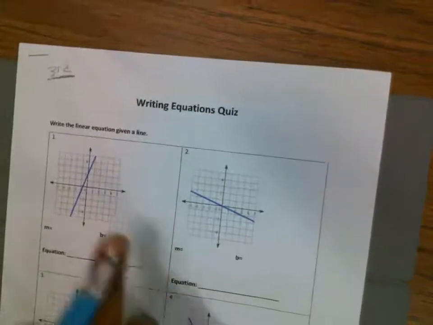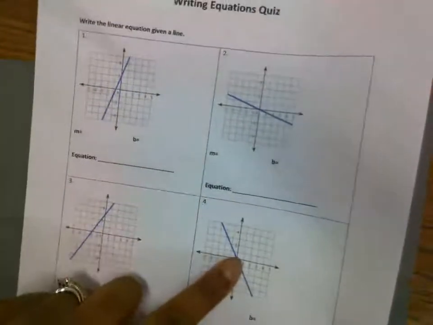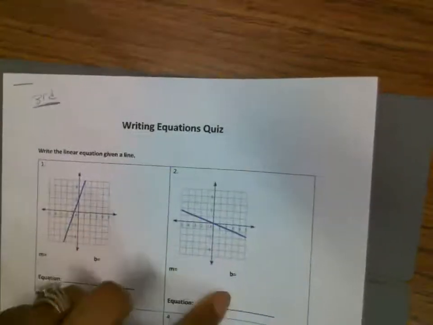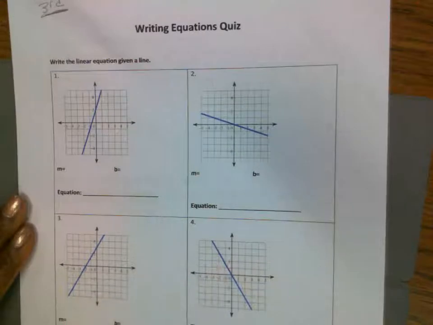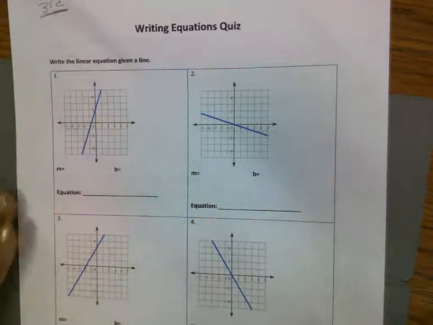I'm going to do 1 and 2, and then you're going to do 3 and 4. But you're going to answer all of them, but you're just going to do 3 and 4 on your own. So let's do 1 and 2 together.